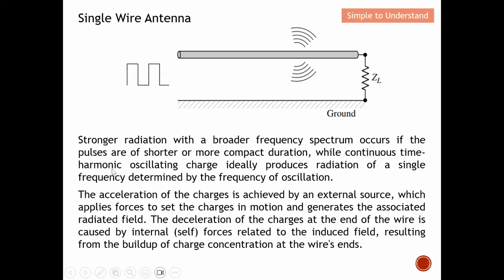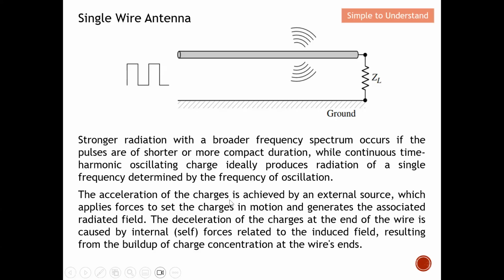imagine earlier on I did mention the EM wave. So you have a compact one. Now let's say the source is a continuous time harmonic, which means a sine wave. The oscillating charge ideally produces radiation of a single frequency that is determined by the frequency of oscillation. This will be a pulse, but you can also imagine a sine wave, which will typically have a single frequency. This is the difference as compared to the pulse.